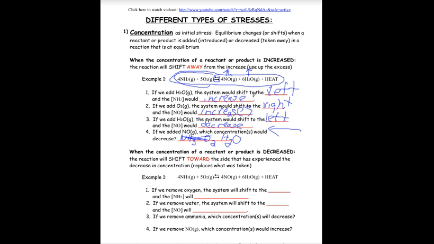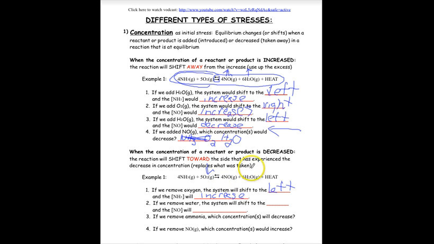Let's take a look at the bottom one. Another equation here. Actually, it's the same equation, just giving you some different questions. So now they're saying if we remove oxygen, well, remember, remove same, which means whatever side you remove some from, it shifts to the same side. So if we remove oxygen, it's going to shift to the left, which means the NH3 then will increase in concentration. This will go up, and those will go down.